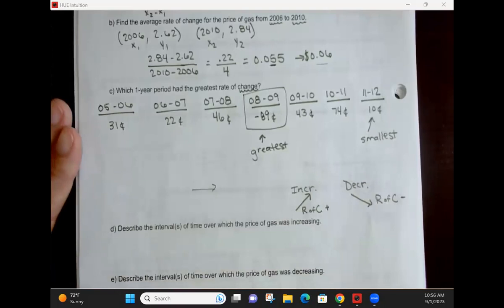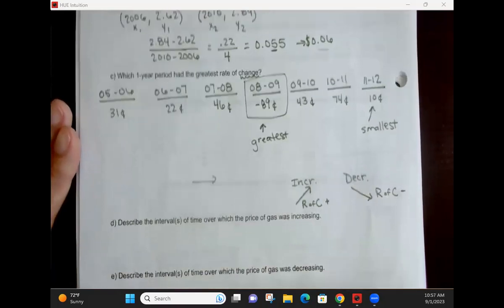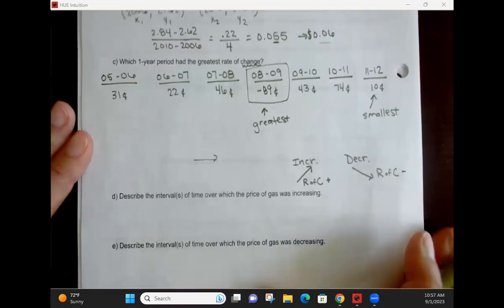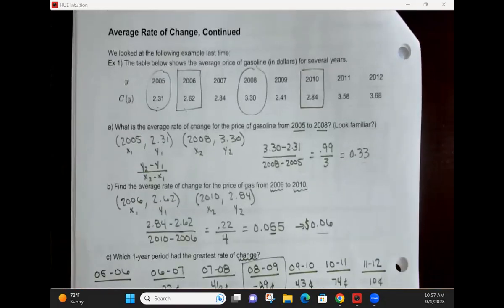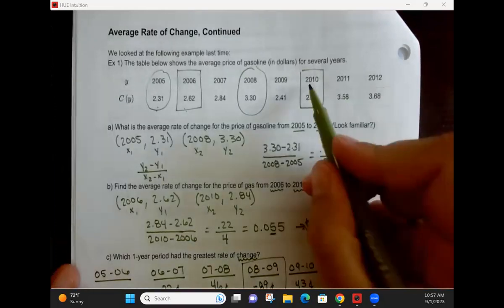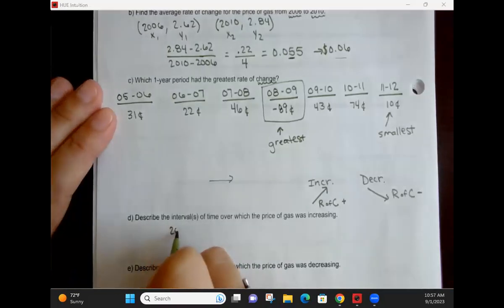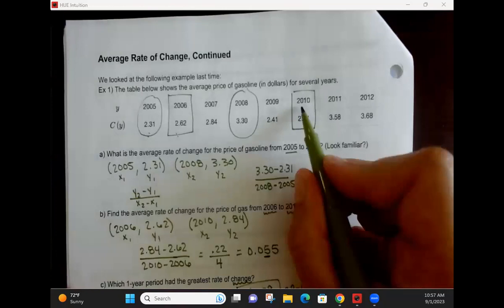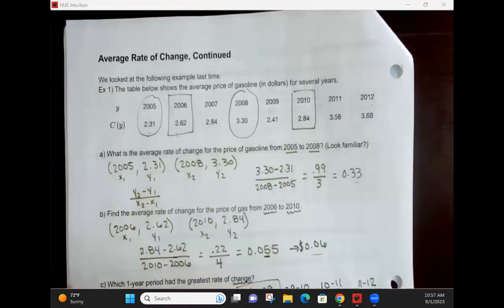Still using our data from that table at the top of the page, what would be an interval of time where our price of gas was increasing? There are a lot of correct answers here. So give me a time frame. From this year to this year, we're increasing. 2010 to 2011, sure. We could also say 2010 to 2012. We could do more than 1 year.